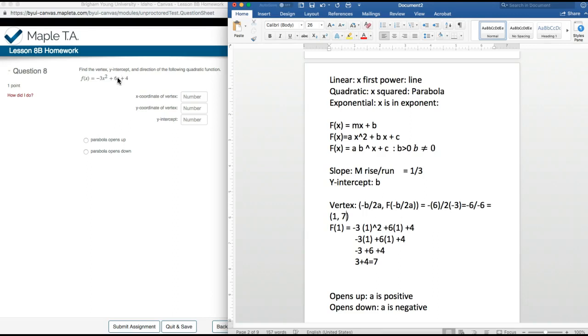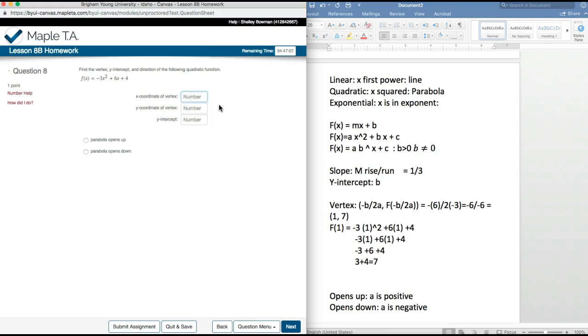0 times this, whatever it is going to be 0. So this last term right here, including its sign, will be the y-intercept. So this one's going to be positive 4. Okay, so we can type those in. We have 1, 7, and positive 4. And we look at the front of this.